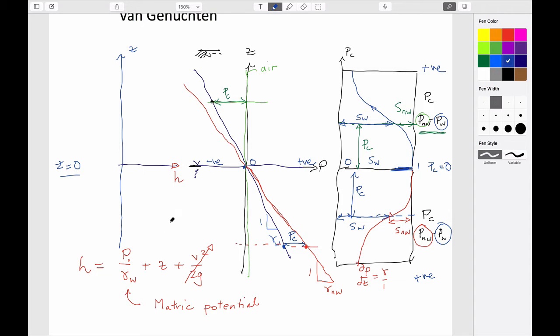So the pressure here is 0, elevation 0. Head has to be 0, right? What is the head at this point here? Elevation. What's the pressure?